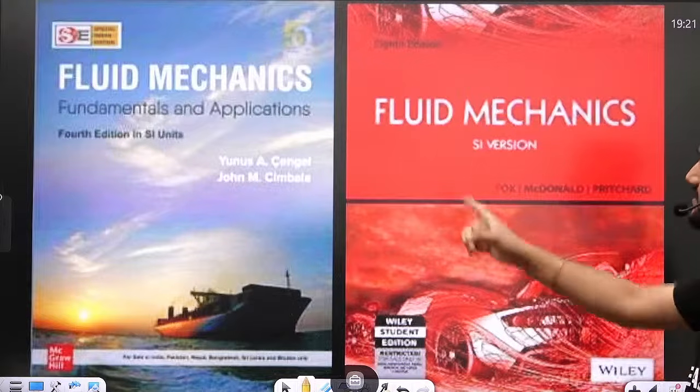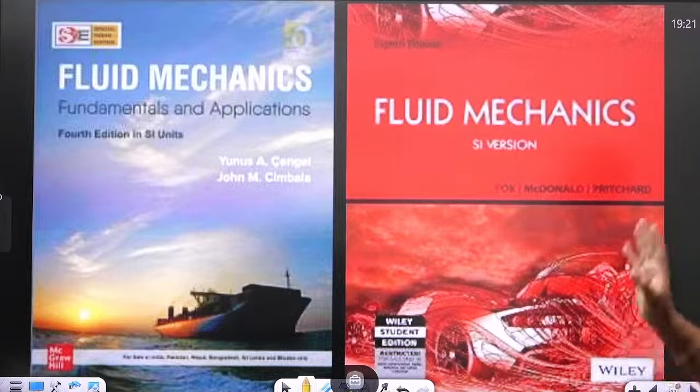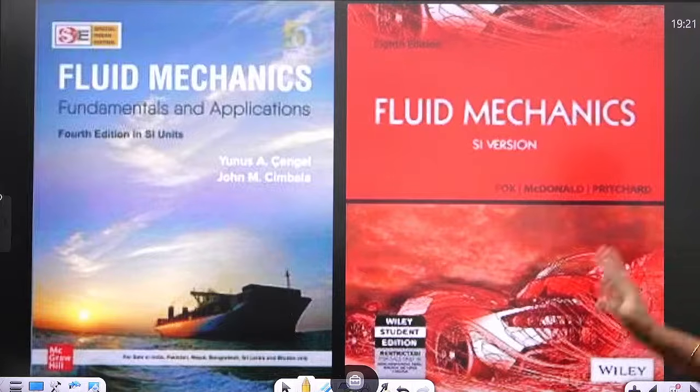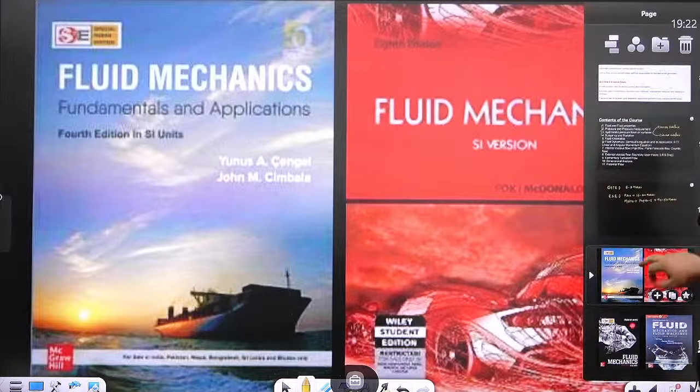And I will suggest the Sanjal and Simbala book. This is a very, very good book, because in this particular book a number of real life applications are mentioned. So this is one of the good books related to fluid mechanics.